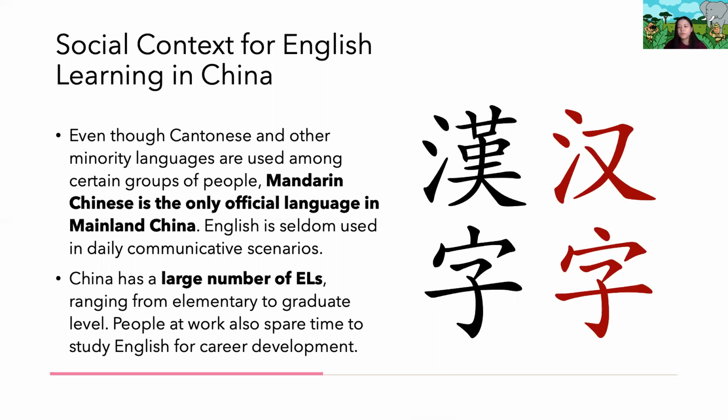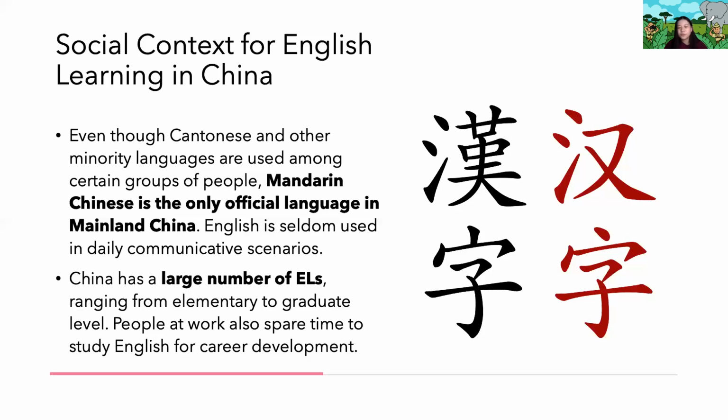The expectation is for you to speak 普通话, which is the standard oral form of Mandarin. So English is seldom used in daily communicative scenarios in China. But China has a large number of English learners. They range from elementary to graduate level.